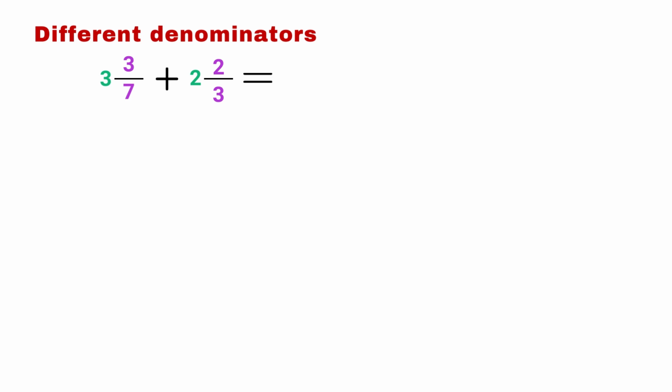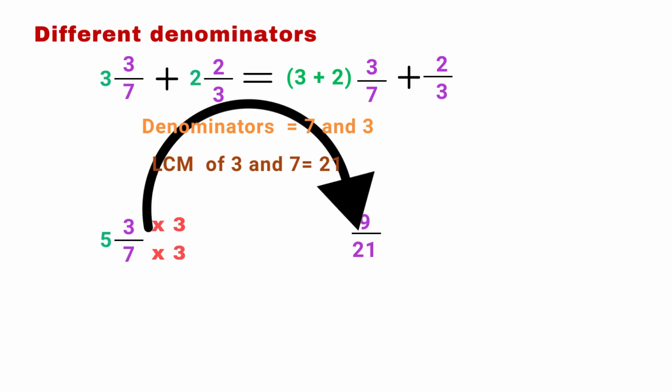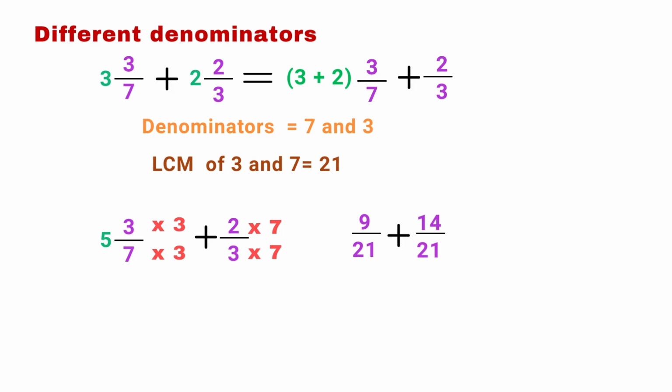Step 1. Add whole numbers. Step 2. Check denominators of the fractions. Denominators are 3 and 7. Step 3. Find the LCM of 7 and 3. LCM of 7 and 3 is 21. Step 4. Convert to equivalent fractions. Step 5. Add fractions.